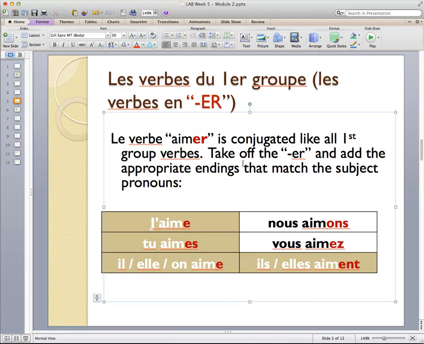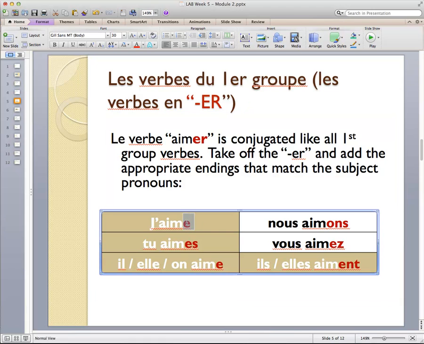To conjugate the verb, you take off the ER, and then you add the appropriate endings that match the subject pronouns we just talked about. For je, you're going to take off the ER and instead use just an E. For tu, you'll take off the ER and instead put an ES. Il, elle, and on in the singular, take off the ER and just use an E. For nous, you'll take off that ER and just use ONS. Vous, EZ, and ils and elles plural, ENT.